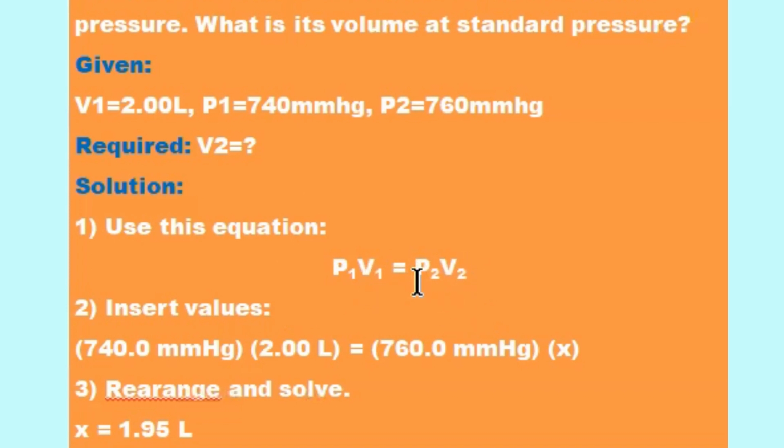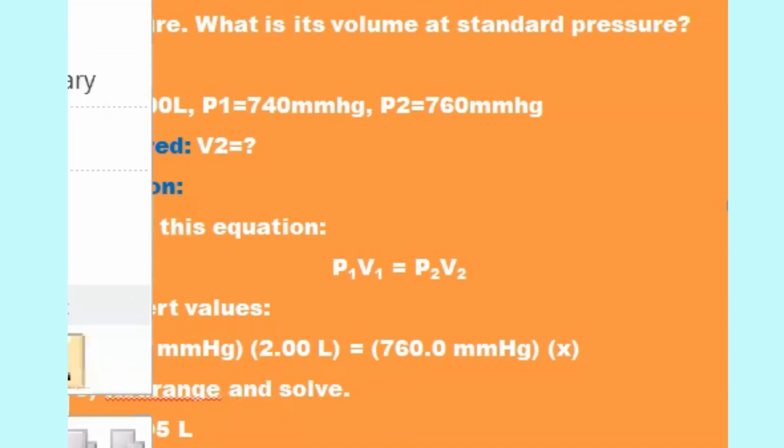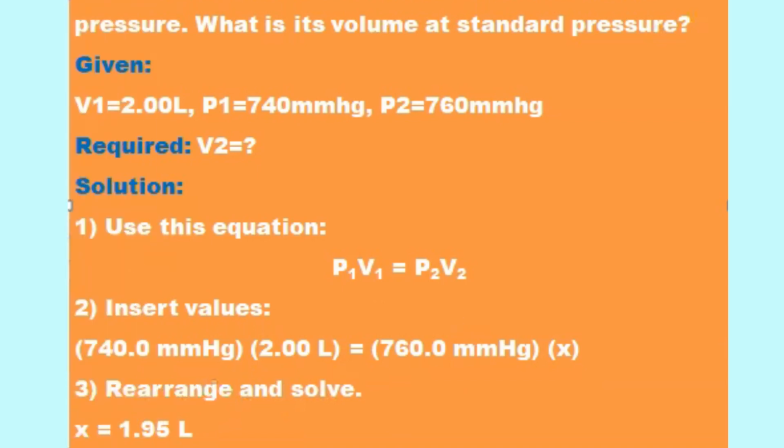Okay, we can rearrange this formula to find V2. We divide both sides by P2, and then V2 equals P1 V1 over P2. Then replace the values. P1 is 740 millimeter of mercury, V1 is 2 liter, which equals P2, 760 millimeter of mercury, multiplied by V2 or X. And rearrange the above formula, and we obtain X equals 1.95 liter.